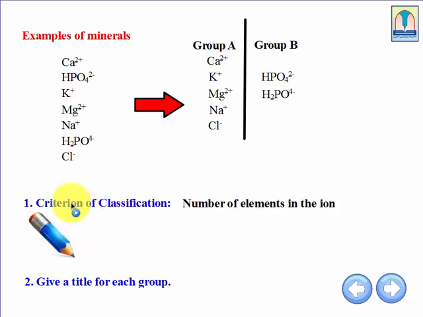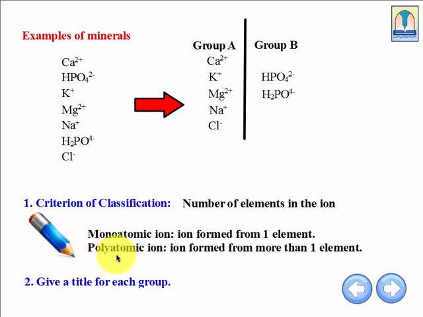The criterion of classification is according to the number of elements in the ion. So here in the first group, Group A, all the minerals are made up from one element. So we have Ca2+, it's made up only from one Ca. 2 here is only a charge. Mg2+ only from one Mg. Na+ only from one Na, and so on. Whereas in Group B, we have more than one element. So for example, in HPO42-, we have H, P, and 4 oxygen atoms.